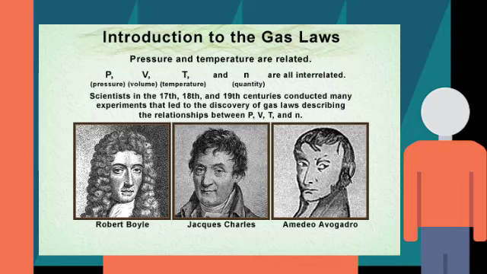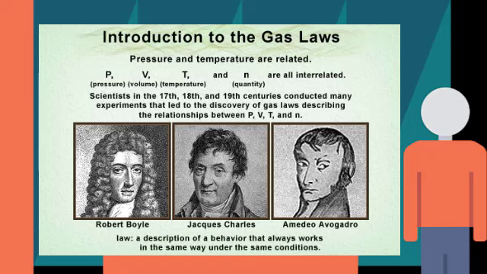In science, a law is a way of describing behavior that always works in the same way under the same conditions. These behaviors are formed into laws only after they have been observed and tested in many experiments. Scientists found the gas laws could describe the behavior of most gases.